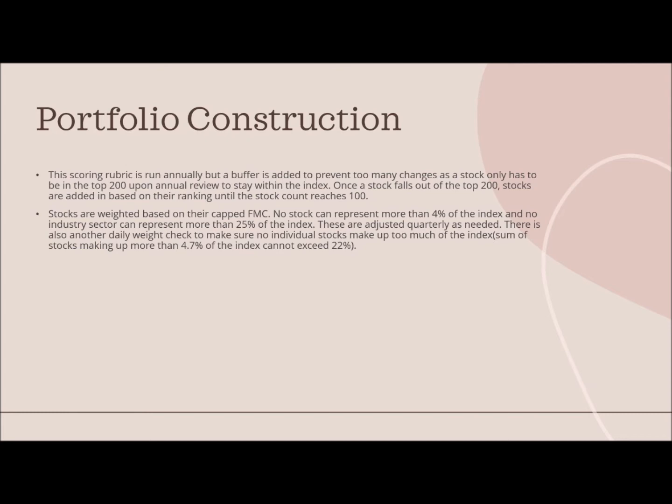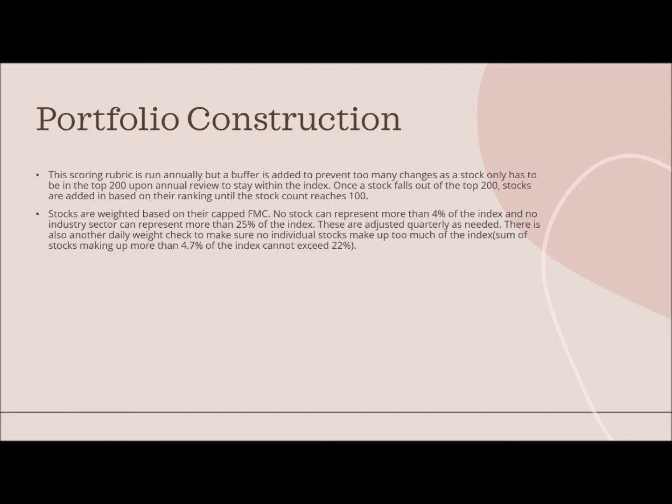And then once a stock falls out of the top 200, stocks are added in based on their ranking until the stock count reaches 100. And then stocks are weighted based on their capped free market cap. No stock can represent more than 4% of the index, and no industry can represent more than 25% of the index. So again, these are adjusted quarterly as needed. And there is also a daily weight check to make sure no individual stocks make up too much of the index. The sum of stocks making up more than 4.7% of the index cannot exceed 22%. So a bit of complexity here. The idea is, hey, we want to make sure that one stock doesn't suddenly go up 400% and make this thing too volatile and too dependent on that stock.